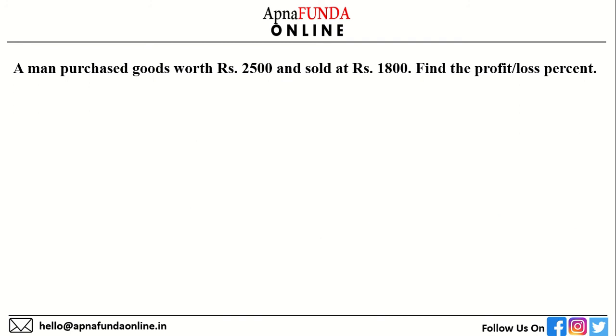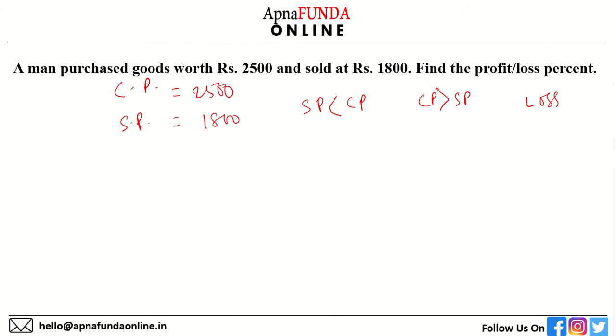Next question. A man purchased goods worth rupees 2500 and sold at rupees 1800. Find the profit or loss percent. Cost price is equals to 2500. Selling price is equals to 1800. Selling price is less than cost price, or you say cost price is greater than selling price. This is a situation of loss. Loss is equals to cost price minus selling price. Cost price is 2500, selling price is 1800. Loss is equal to 700.